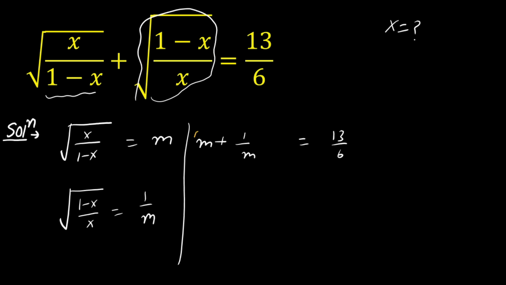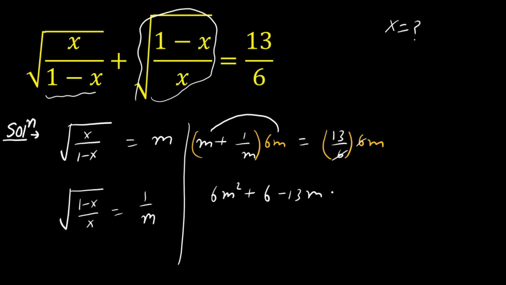If we multiply both sides by 6 times m, then 6 times m is multiplied by m, giving 6 times m square, plus 1 over m is multiplied by 6 times m, giving 6, and this m is cancelled out. 13 times m, if we take to the left hand side, then minus 13 times m, and this is equal to 0. Here 6 times m square minus 13 times m plus 6, this is equal to 0.